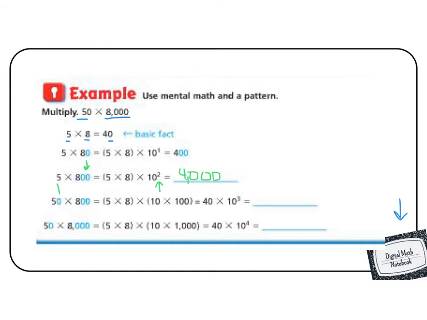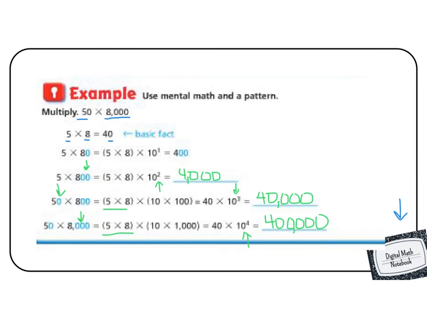Now we're going from 5 to 50, so we're adding another 0. So first we have 5 times 8, that's still 40, and then we have 10 to the power of 3. So we're going to add 1, 2, 3 extra zeros. So we have 40,000. Now we're going to go from 800 to 8,000, adding another group of zeros. So we still have 5 times 8, which is 40. Then we have 10 to the power of 4. So that's 1, 2, 3, 4 zeros, which is 400,000.